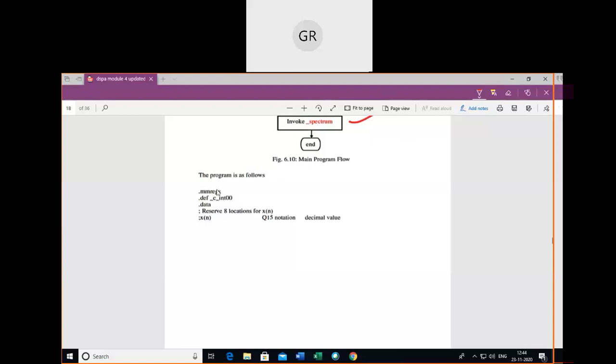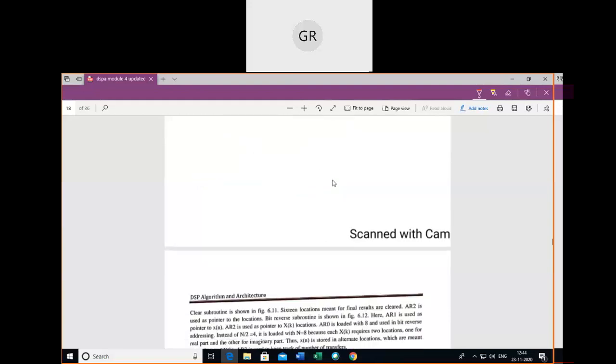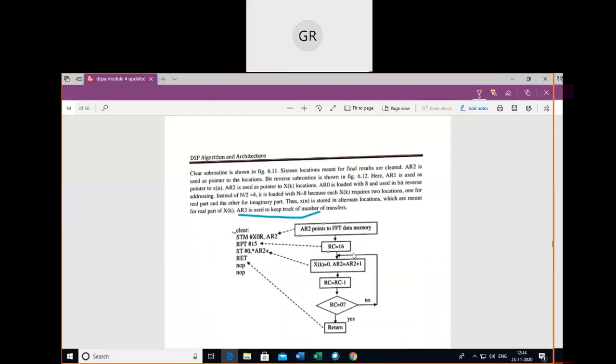Yeah, okay. Then here .data initializes the input data, then reserves a word location for x of n. So that is data here. Okay, and x of n is in Q15 notation. Then here first we will discuss the clear subroutine.